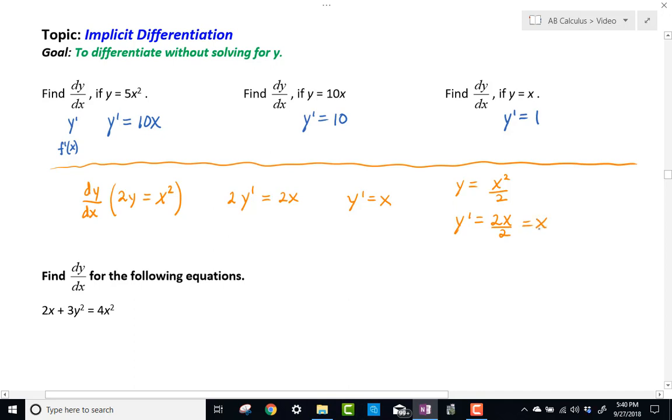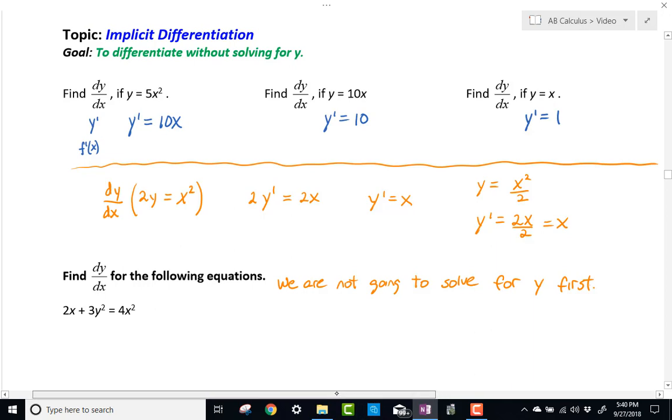So implicit differentiation means that we're going to find the derivative, but what we're not going to do is solve for y first. So we're going to do what's called implicit differentiation. All right, so let's take a look at the problems here.